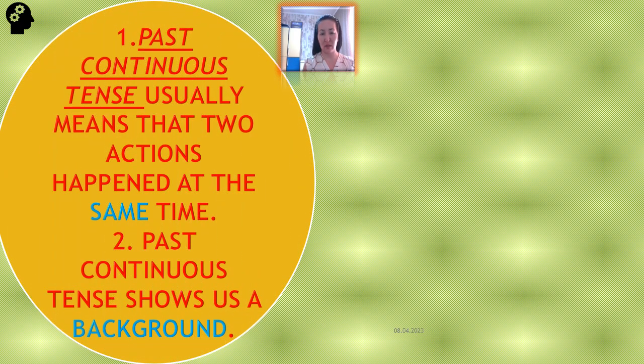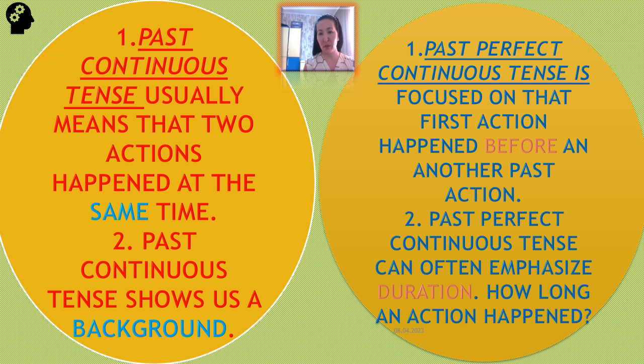Past continuous tense usually means that two actions happened at the same time. Past continuous tense shows us a background. Past perfect continuous tense is focused on the first action that happened before another past action. Past perfect continuous tense can often emphasize duration, how long an action happened.